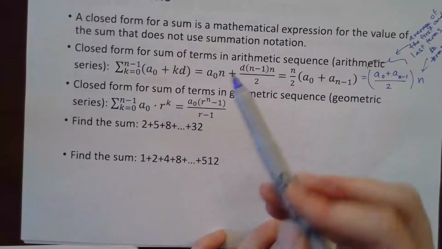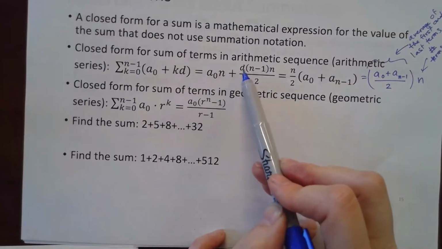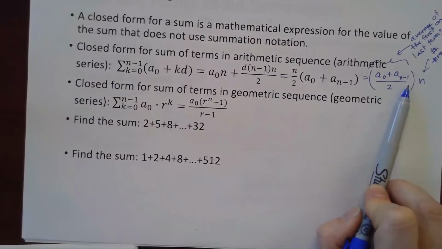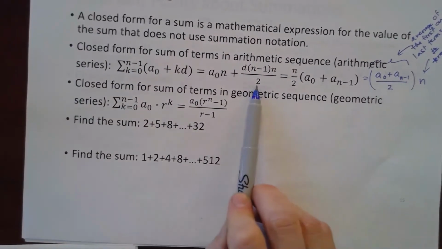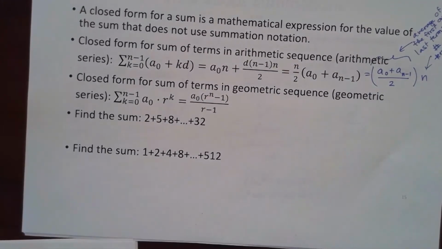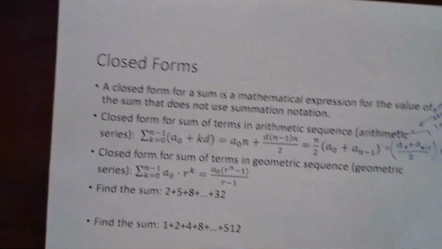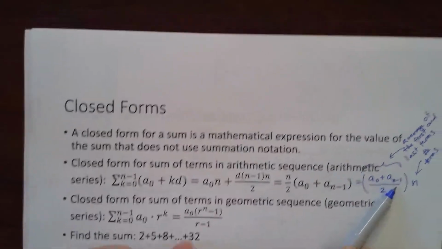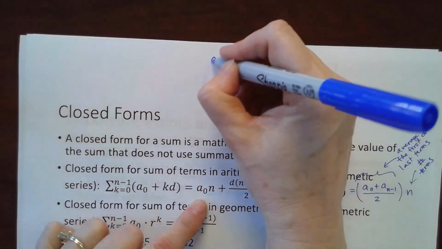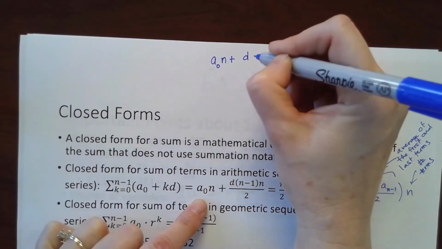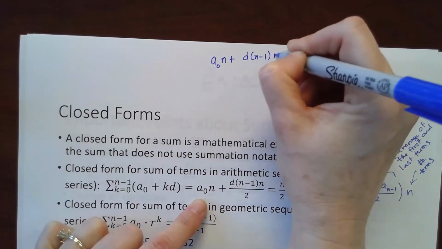This, oh my goodness, a sub 0 times n plus d... I don't know how you're going to memorize that one. I would use this one. Super intuitive. I bet you want me to convince you that these two things are the same, though. So I will. Let's look at this crazy thing and convince ourselves that it actually equals this. So we've got a sub 0 times n plus d times n minus 1 times n over 2.